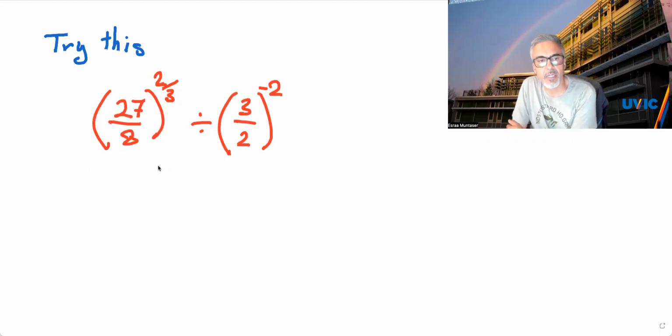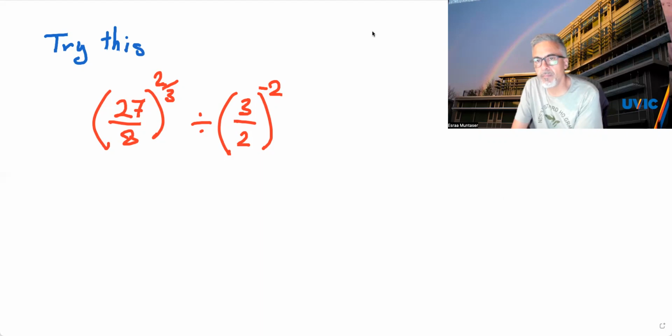There are two things we need to know. We need to know how to change from exponential form to radical form. And also we need to know how to deal with negative exponents. Okay, so how we deal with fraction exponents.